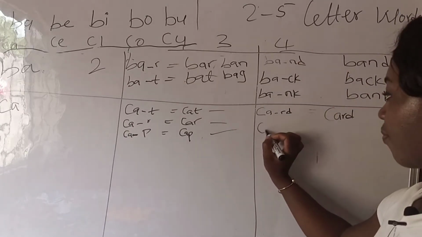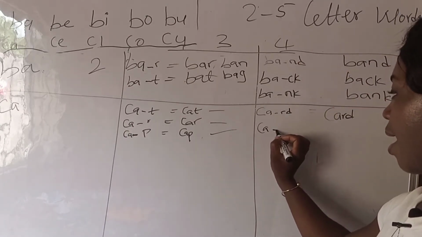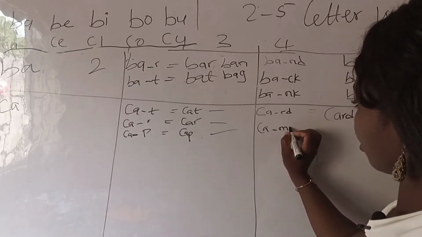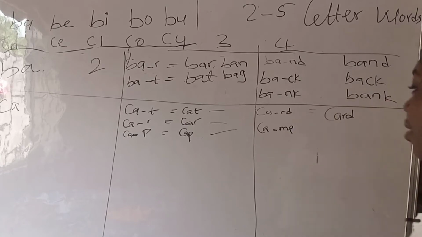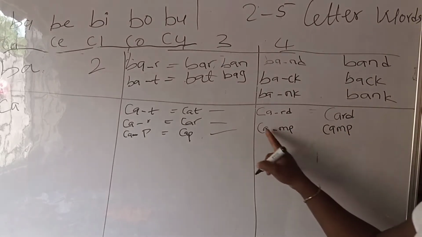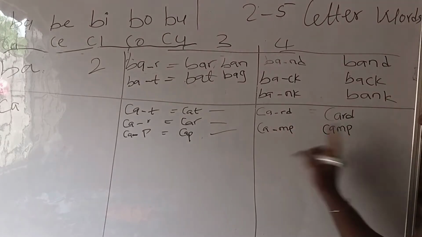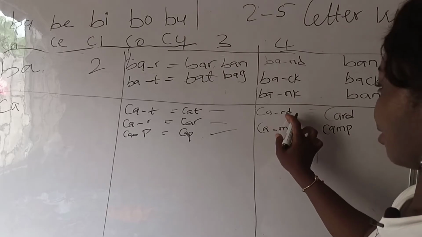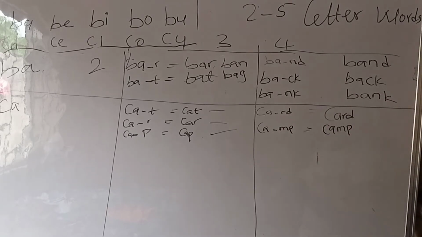We can have CA, we can add M, P to give us camp. This is camp. This is card. All right.